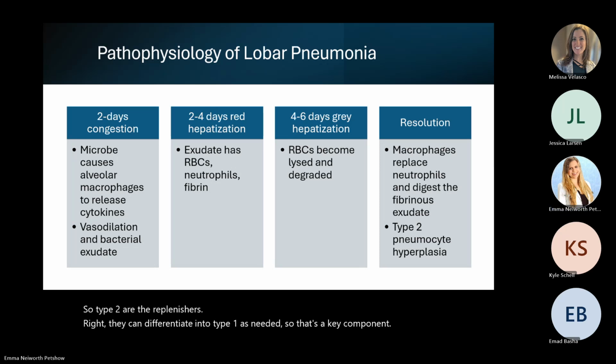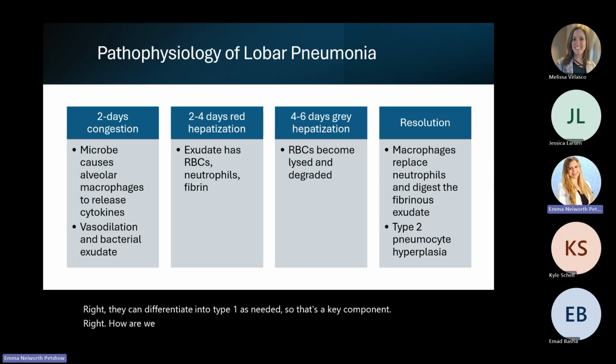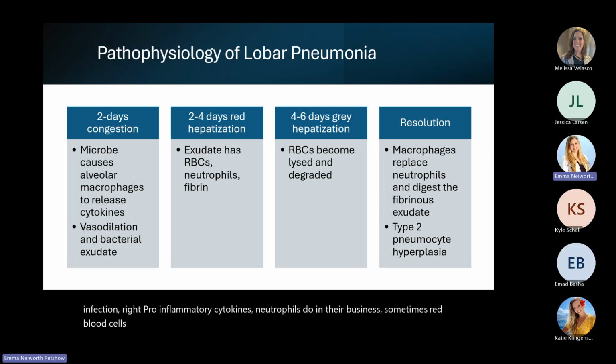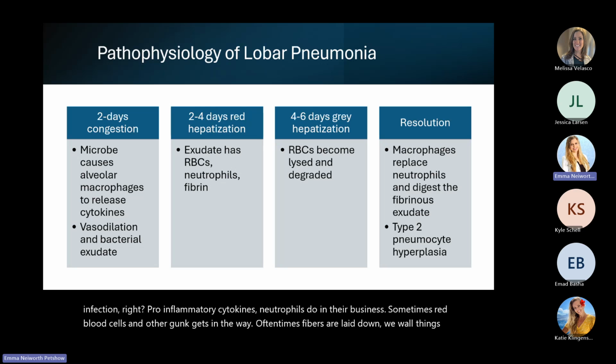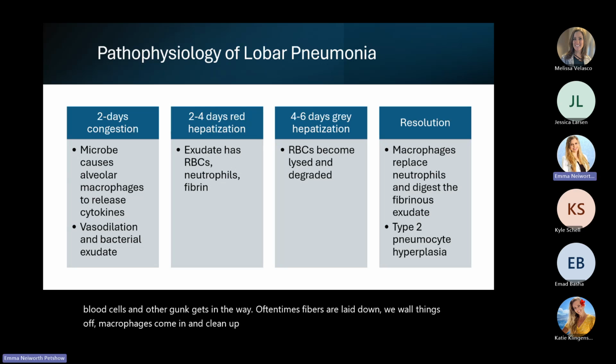Right? How are we doing there? That's your pathophys of your lobar pneumonia. It's also kind of your key component of what typically happens with an acute bacterial infection, right? Pro-inflammatory cytokines, neutrophils doing their business, sometimes red blood cells and other gunk gets in the way. Oftentimes fibrin is laid down, we wall things off. Macrophages come in and clean up the mess. Very common pathway for us.